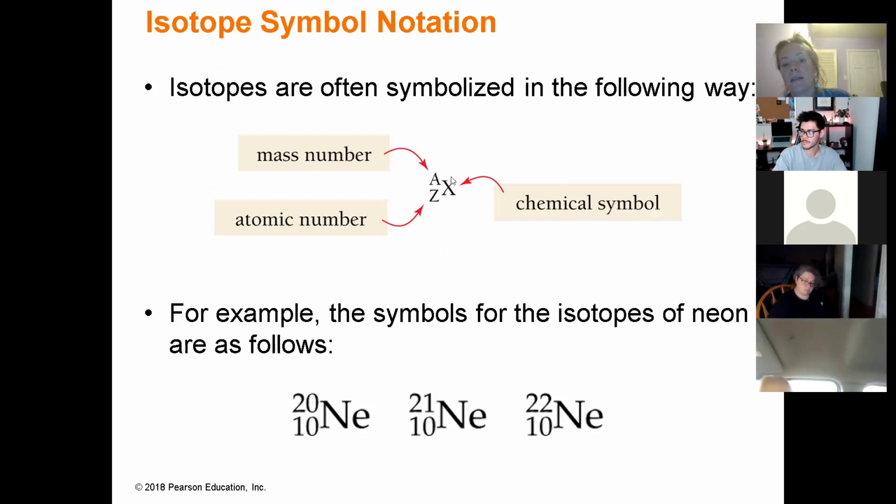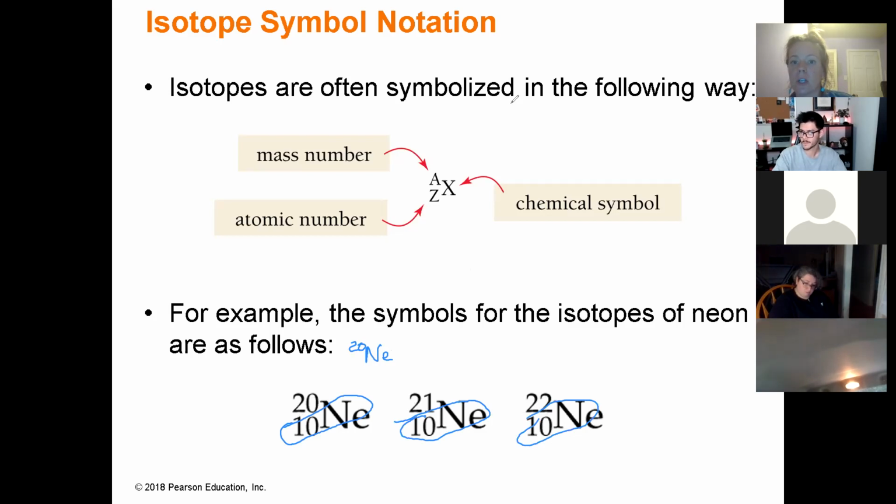One way is to write the symbol, and then put the mass number in the upper left-hand corner and the atomic number in the lower left-hand corner. So neon 20 with the 10 in the bottom. I will write it like that sometimes, or sometimes I write neon 20 and I won't write the 10, because if it's neon, isn't this always going to be 10, right?